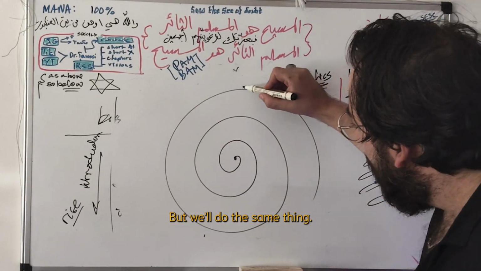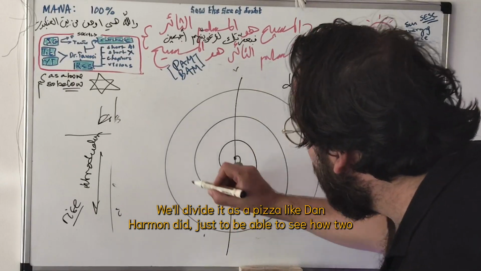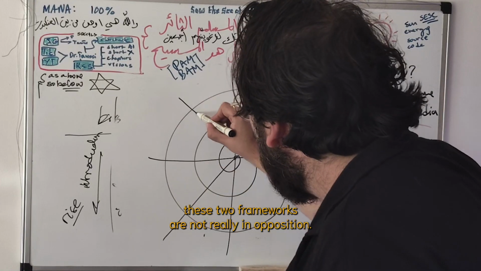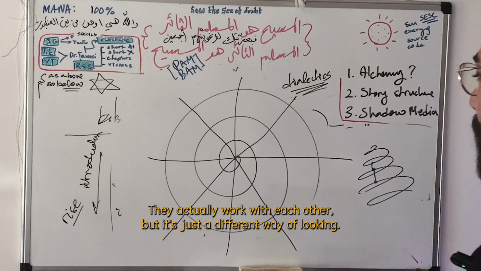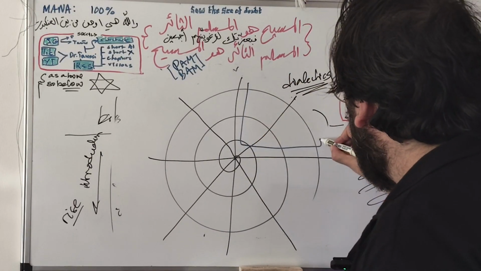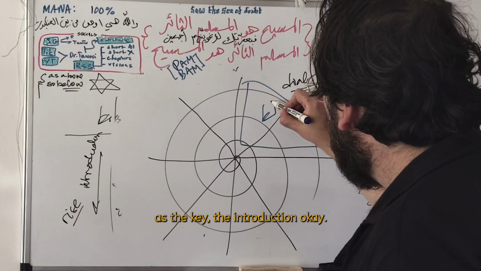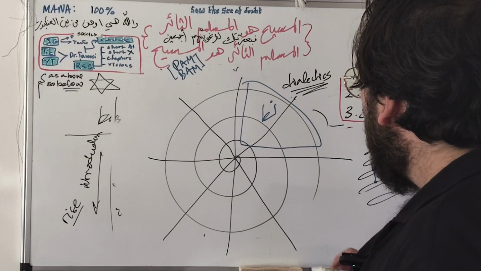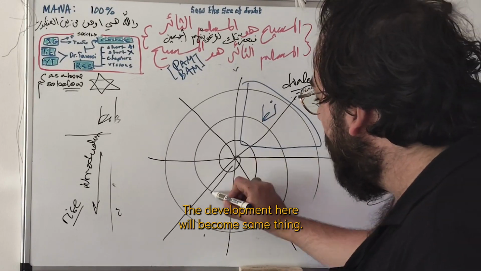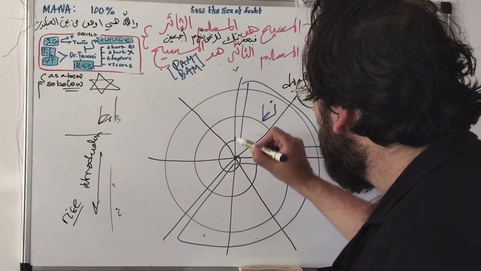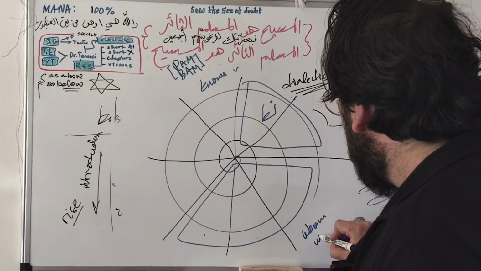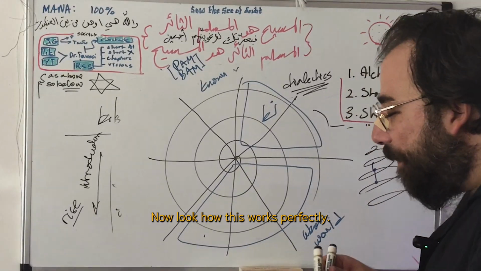But we'll do the same thing. We'll divide it as a pizza, like Dan Harmon did, just to be able to see how these two frameworks are not really in opposition. They actually work with each other. It's just a different way of looking. So you can see this, for example, as the Ki, the introduction. Usually this is the introduction. You haven't delved too deep into the world. The development here will become the same thing. This is the known world, unknown world. Okay? Now look how this works perfectly.